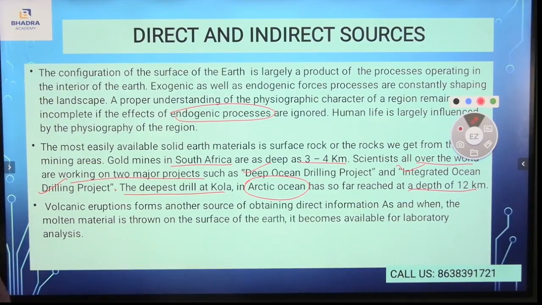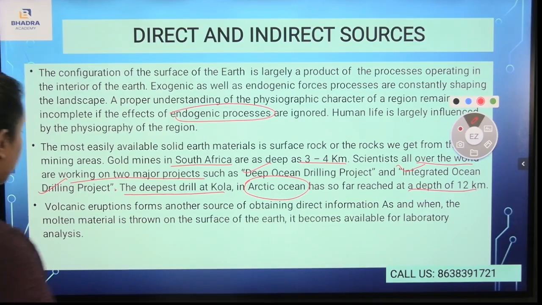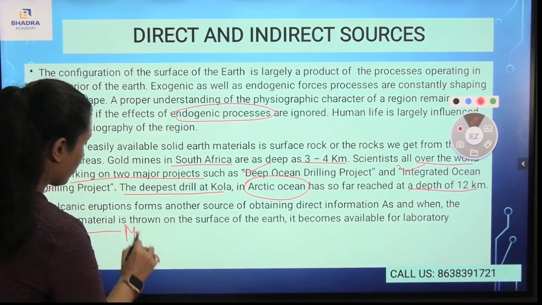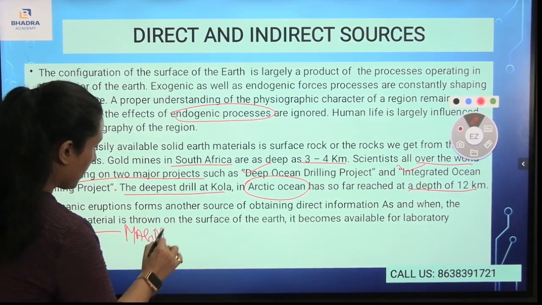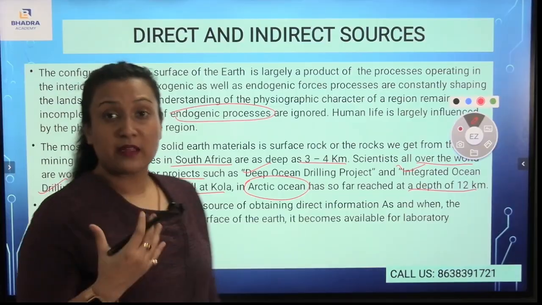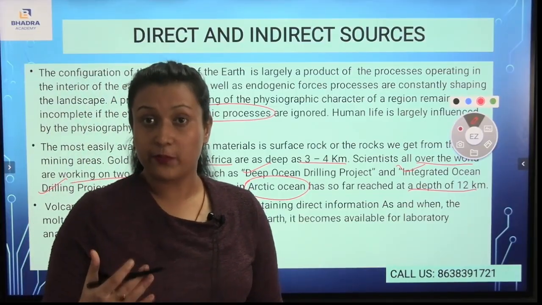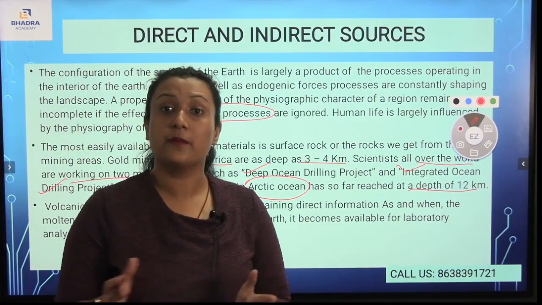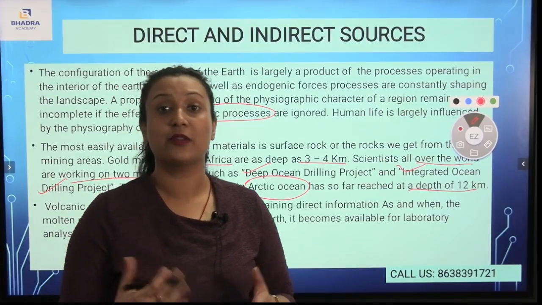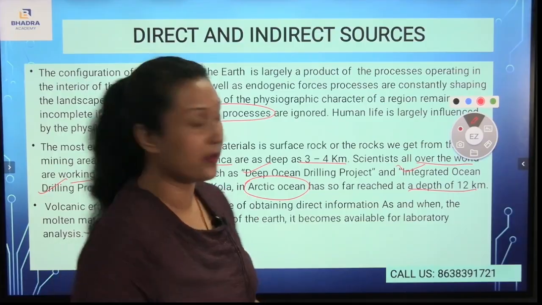Now, volcanic eruption forms another source of obtaining direct source information. As and when the molten material is thrown out on the surface of the earth, it becomes available for laboratory analysis. Here comes the volcanic eruption, which is related to magma. When magma is thrown out during a volcanic eruption on the surface of the earth, it is directly given for laboratory analysis, so that we can find out some of the sources regarding the earth.